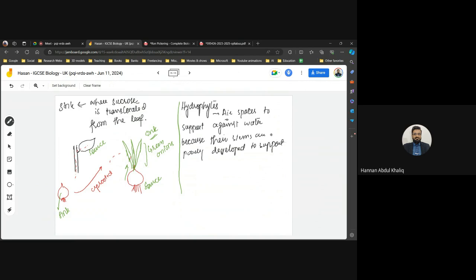Second and very important thing is their stomata are on the upper surface to lose the water, as they don't have a lack of water, and also to absorb carbon dioxide. These are the adaptations of hydrophytes.